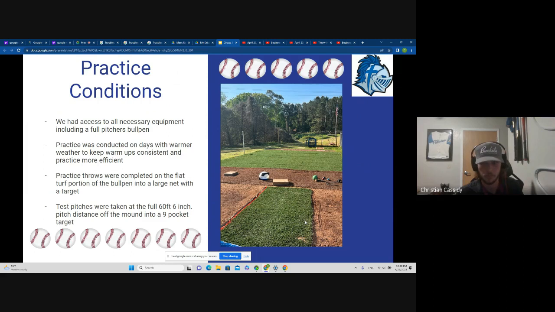So I was able to get access to the entire bullpen. We conducted the practice on warmer days with good weather, just to keep it consistent. He felt better, had a little more confidence going into the training, so it would be a more positive experience. We conducted the practice throws here on the turf mat. It's still sloped. So this is sloped, this is flat. These are the two mounds on both sides to prevent clay dig out. If you throw a lot on either side of here, you're going to start losing your footing, and that's a whole other problem that we didn't want to introduce.